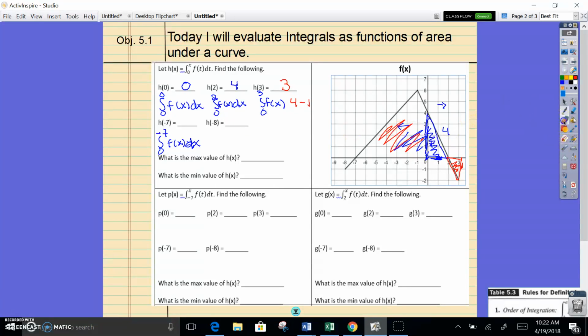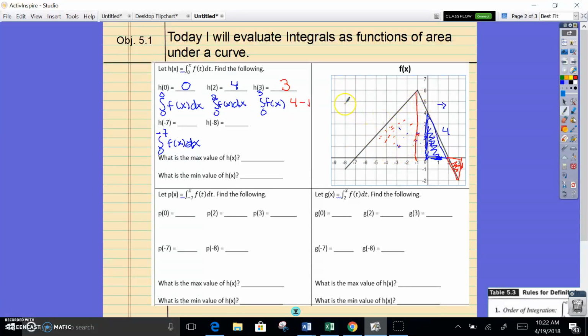To do that, probably the best thing is to divide it into 2 separate shapes that are easy to evaluate their areas. Let me erase this so you can see it better. I'm going to draw a line down here at negative 1. So I've created a nice right triangle and a trapezoid.